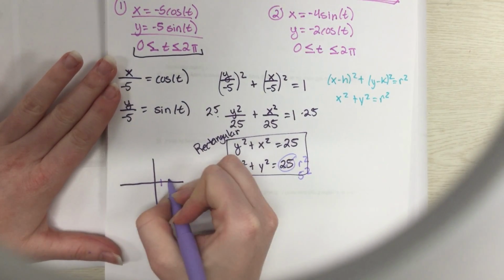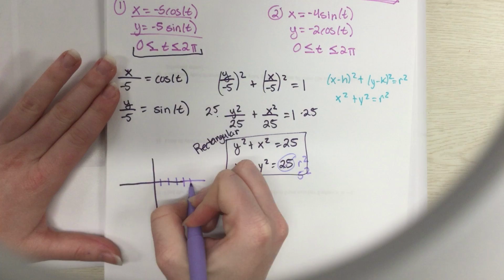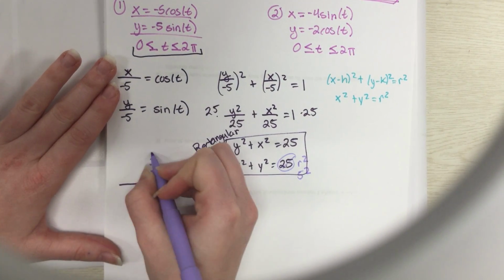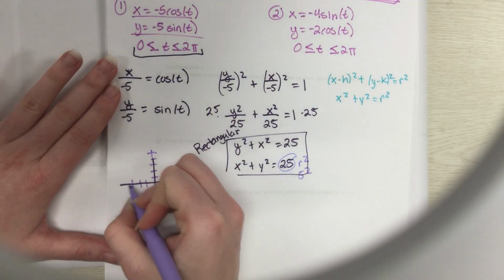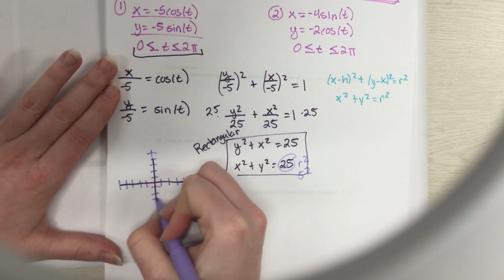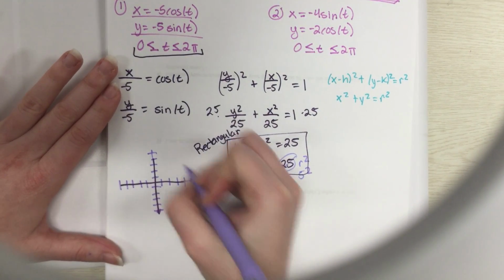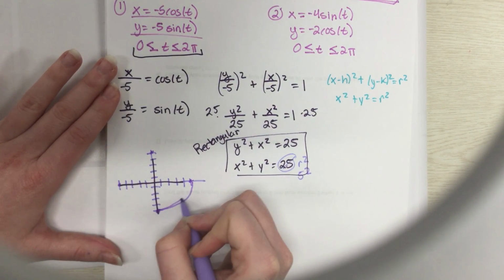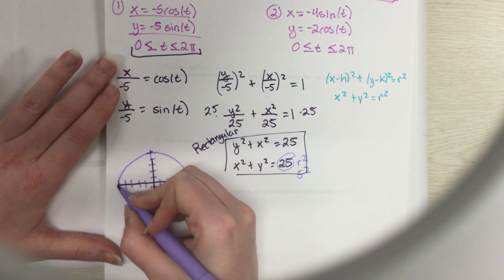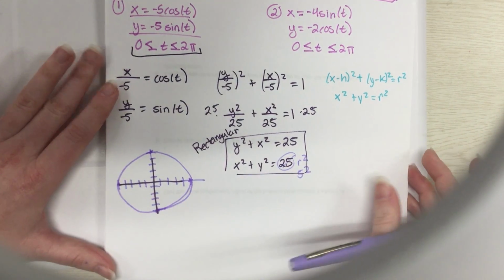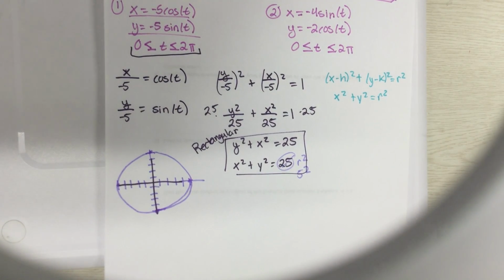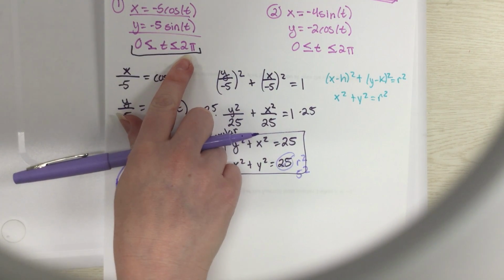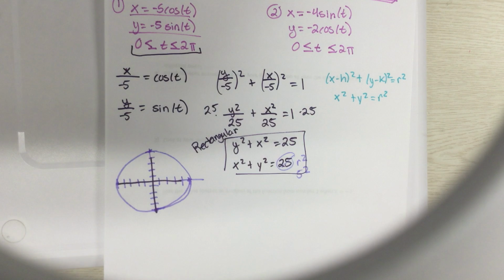So I just count out 1, 2, 3, 4, 5 in each direction, and those are my points. Let's see how bad of a circle I can draw. It's pretty ugly, but that is my circle, essentially. But what we need to figure out is this 0 to 2 pi mess. Where is it starting, where is it stopping?